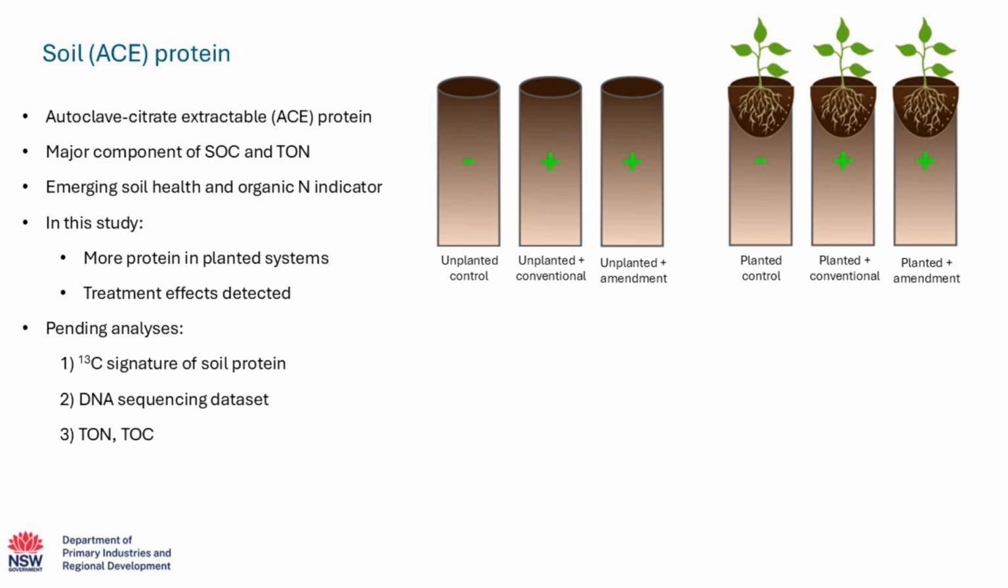ACE protein is emerging as a reliable indicator of soil health and organic nitrogen status. It responds sensitively to both long-term and seasonal management changes. It's also been linked to improved agronomic outcomes, such as higher crop yields. Measurement of soil ACE protein uses standard lab equipment: an autoclave, centrifuge, and a TOC analyzer. It's cost-effective, standardized across labs, and increasing knowledge about its role in soil is being realized.